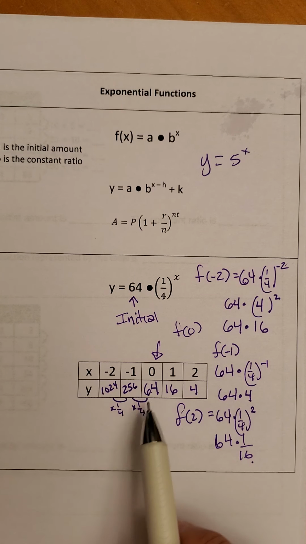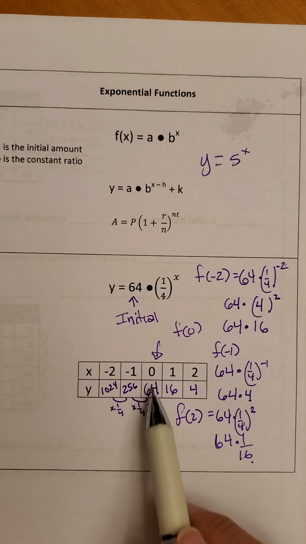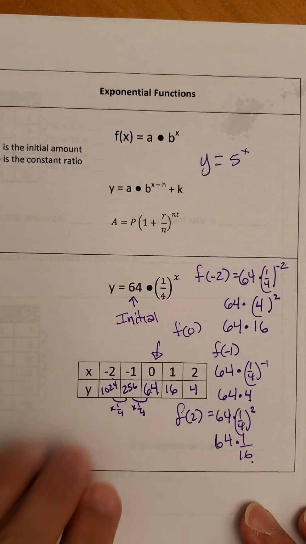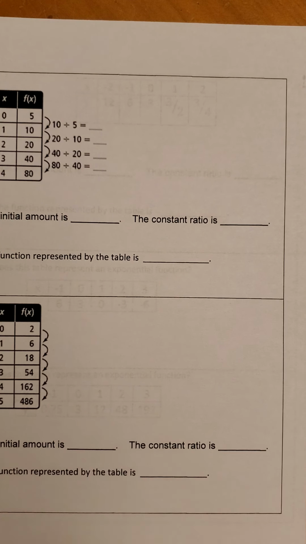So again, where's the initial value? It's right here, the y-intercept. What is my constant ratio? It's whatever the number is that I would multiply this value by to get this value. Okay, so we're going to figure that out just by looking at a table.